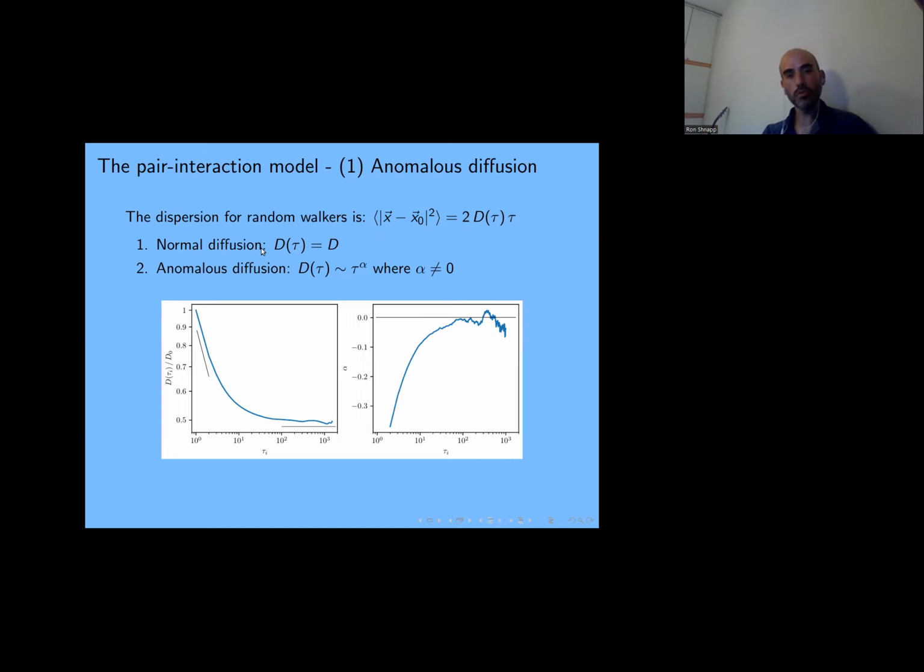So for normal diffusion, D is constant. For anomalous diffusion, people tend to specify it as a power law of time. So if we have this D changing with time, we have an anomalous diffusion case when alpha is different from 0.